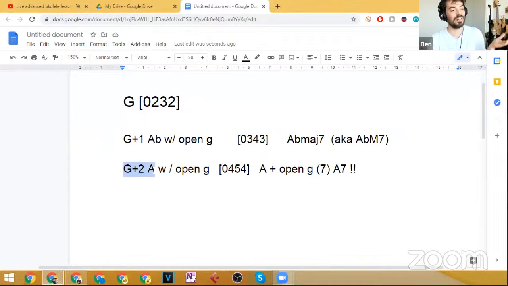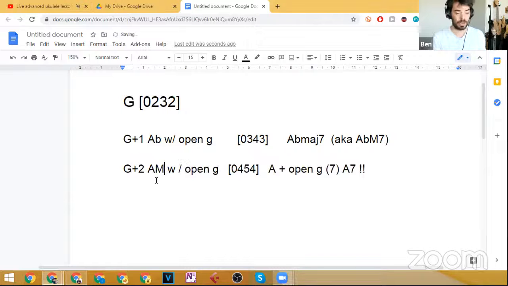We have a G. We move it up 2. So basically G plus 2 is an A. And we have an A but with an open G, which means this is what we're playing. And an A plus an open G is a 7, because A, B, C, D, E, F, G, 7. And it's a minor 7. But we've got a major third in our chord of A, because all A is also a major, right?